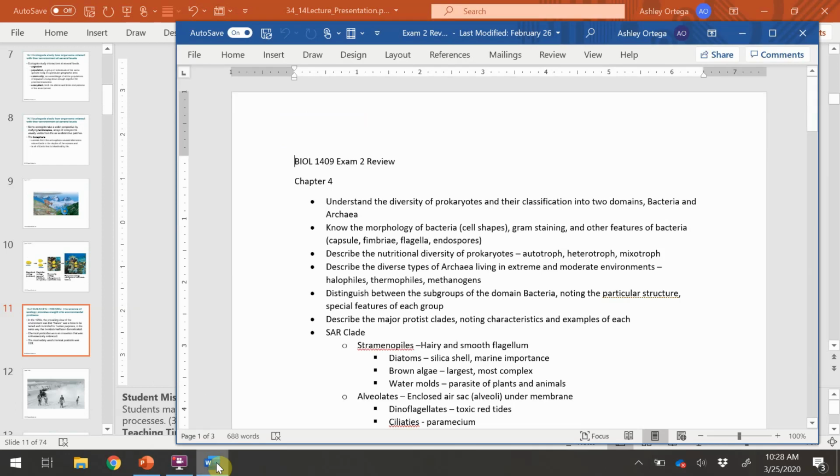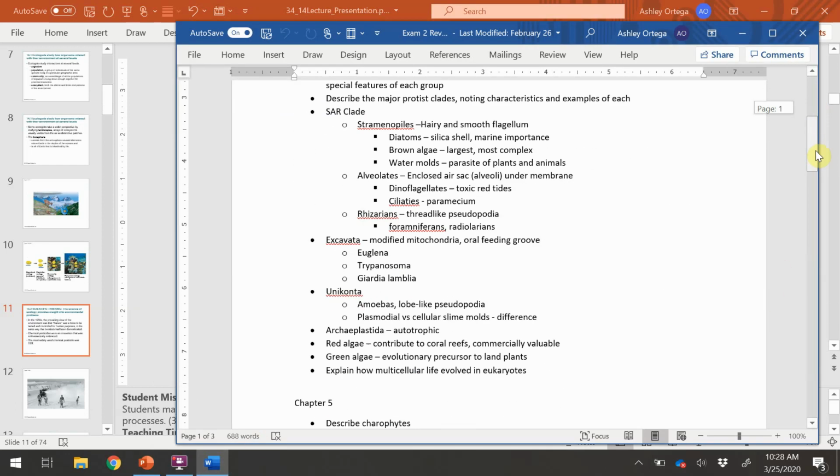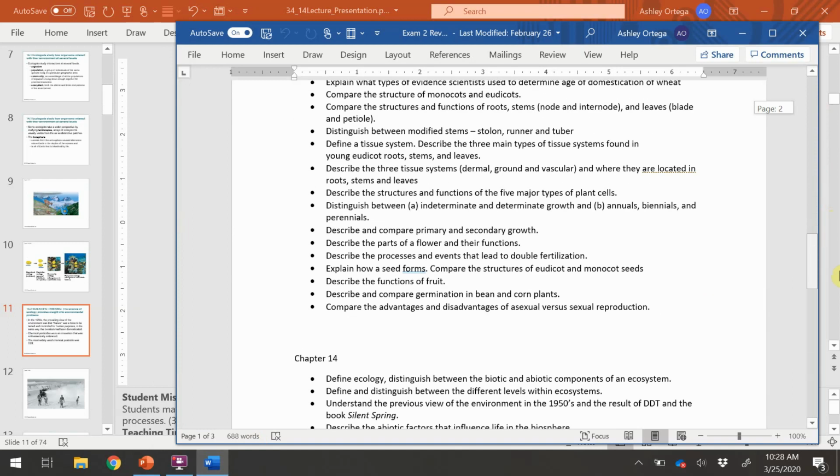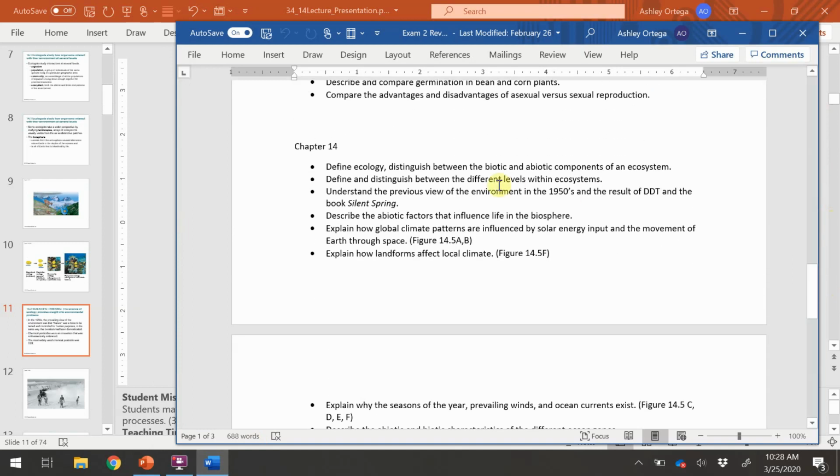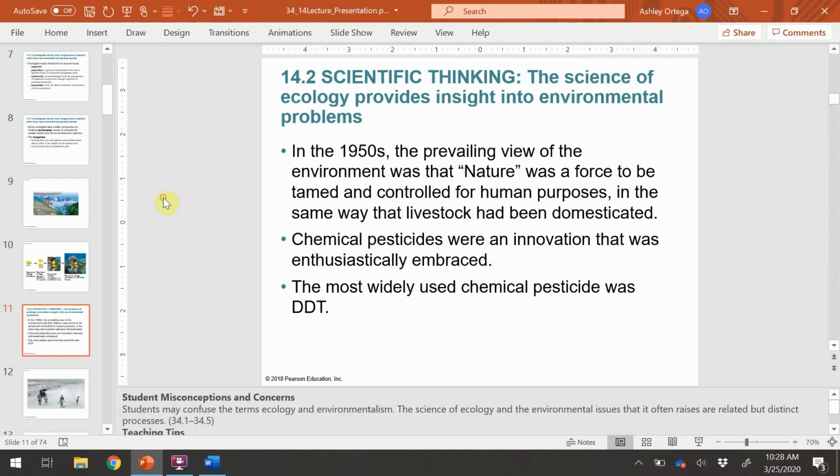Okay, so I'm going to multitask here and look at our review, make sure I cover things as we look through this chapter. So ecology, abiotic, biotic components, distinguish between different levels, check. Okay.